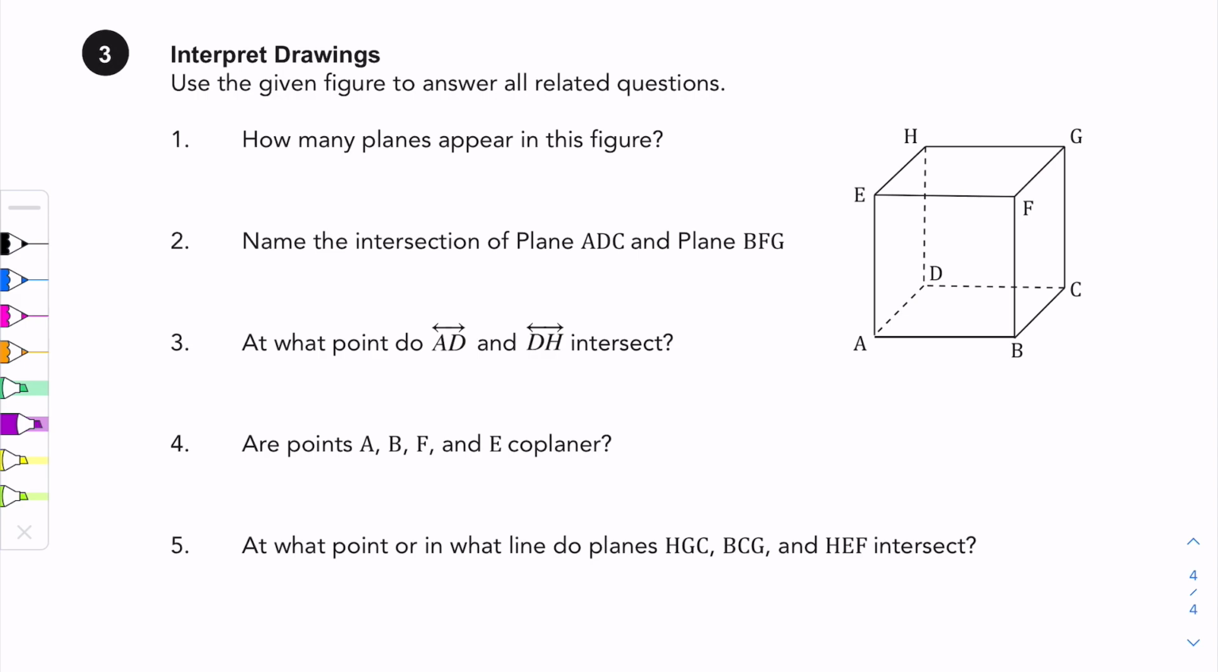So number one asks you how many planes appear to be in this figure. Well, think about your classroom, or your room. You have your floor, your ceiling, and you have four walls. So that's 6 planes total. And I'm just going to write in parentheses, this is all sides.